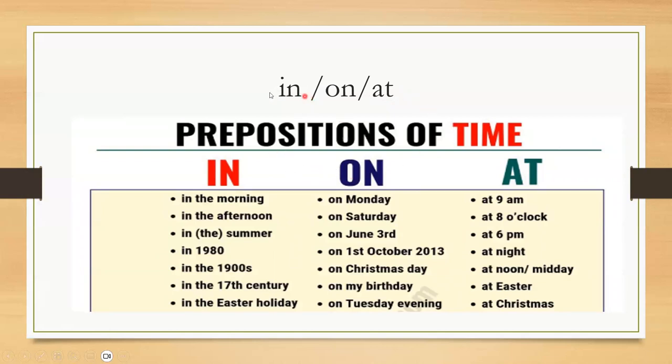Okay. And we have the preposition of time. We will get some examples just from this. We use in with like what? In the morning, in the afternoon, in the summer. And with years also, I will say in 1980. And we use on with the days, on Monday, on Saturday, and with holidays, as on Christmas Day, on my parents' day, on Eid al-Fitr day. And we use at with time, at 9 o'clock, at 8 o'clock, at 6 p.m., or at night, at noon, at midday. This is for at, on, and in.